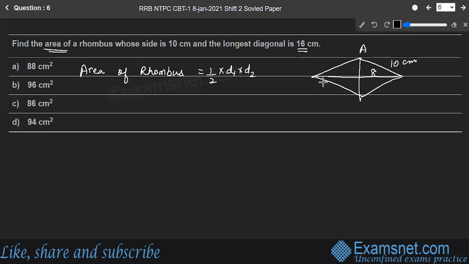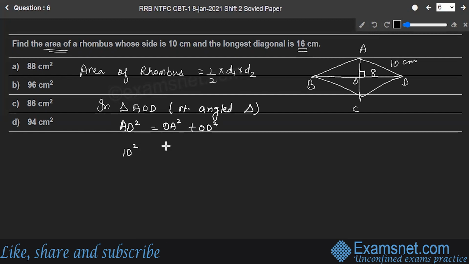Let's name this A, B, C, D, and this one be O. In triangle AOD, you know, AOD is a right angled triangle. Now, why is that? You know, diagonals of the rhombus perpendicularly bisect each other. Therefore, AOD is a right angled triangle, which simply means AD square is equal to OA square plus OD square.